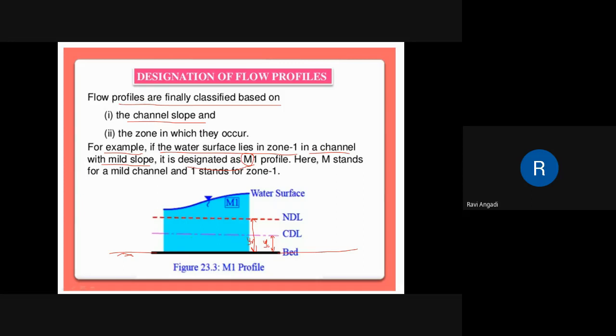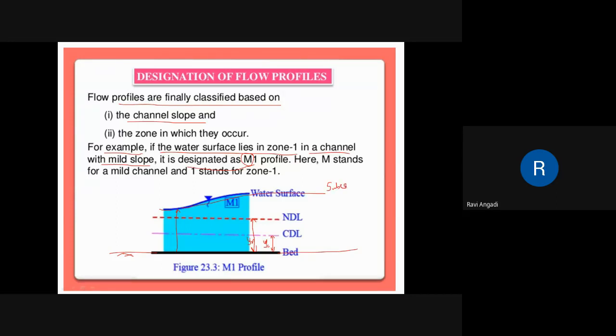And the actual depth of water is lying here, above both the critical as well as the normal depth. So it is flowing like this, the depth of water actually lying is above the critical as well as the normal depth, which gives the mild slope like this. And for this type of profile, the kind of flow we get is subcritical flow.